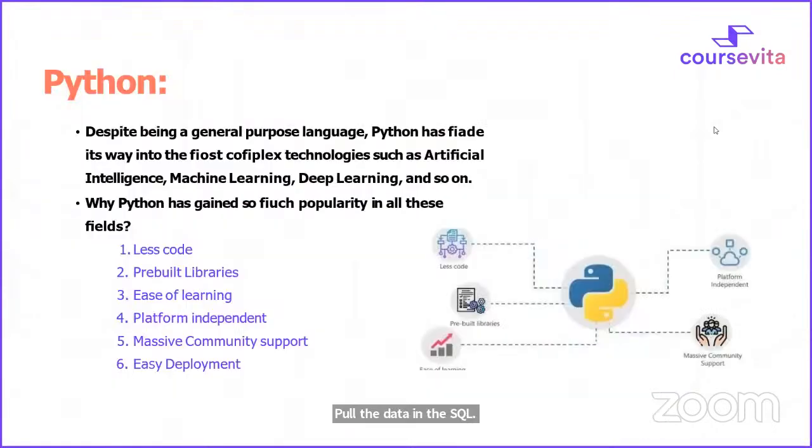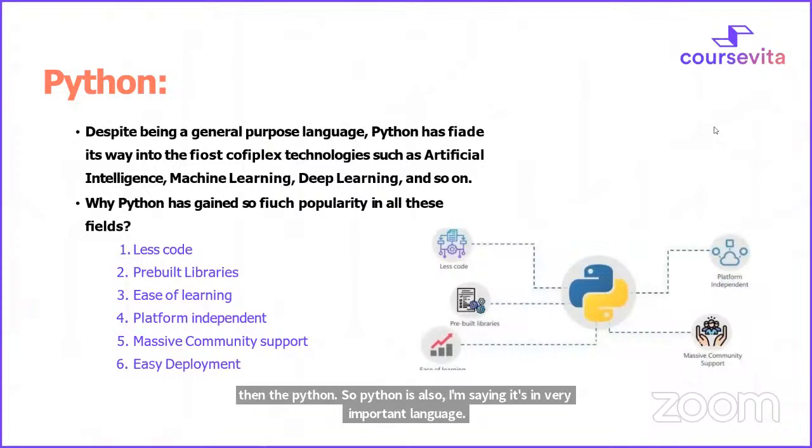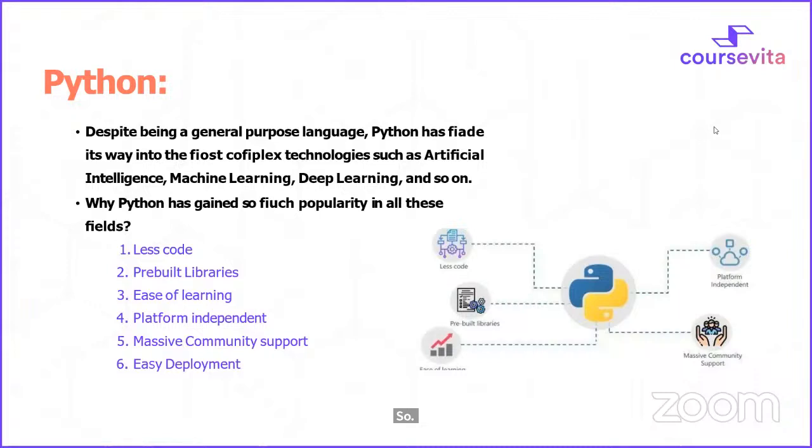And then Python. Python is also, I'm saying, a very important language. Previously we used to have the R language as well as Python for manipulation and coding, but nowadays mostly all companies are preferring Python only. Only a few companies are going with R, but it's better to learn Python first. Then if you're good with Python, you can learn R later.